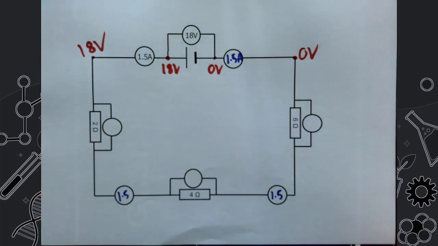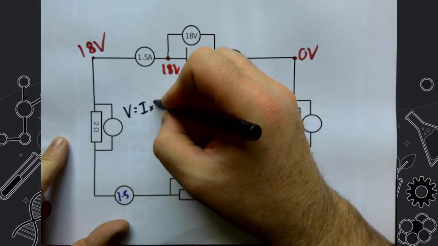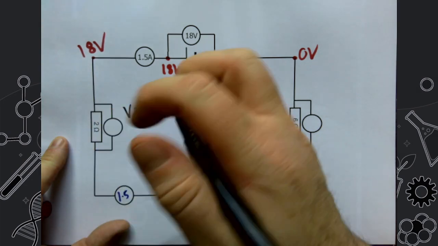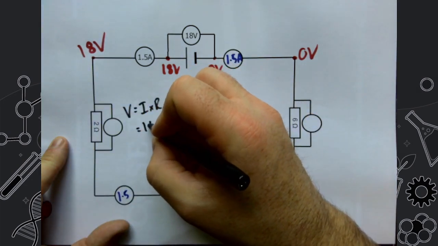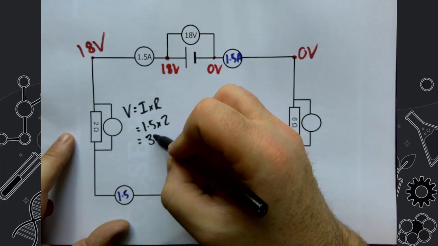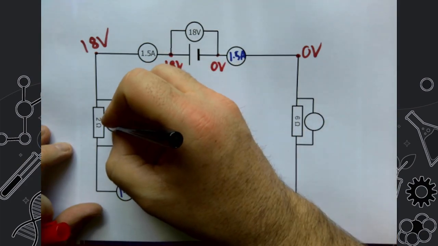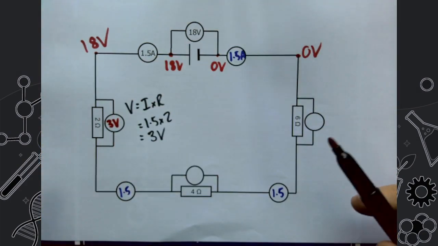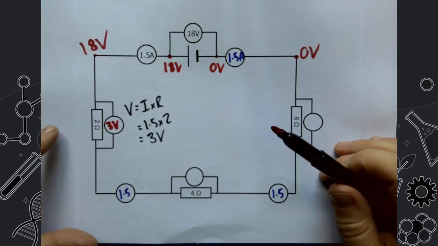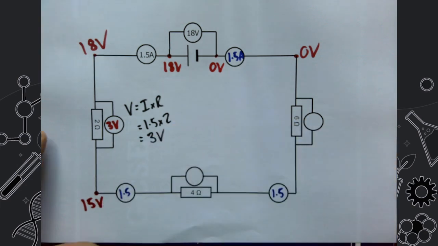Well, we have to go back and use Ohm's law, which is voltage is equal to current times resistance. We're going to apply this to this one component. And so we have 1.5 amps times 2 ohms, and that gives us 3 volts. So the value in here is 3 volts, which means that the lorries lose 3 volts here and end up 18 take away 3, which is 15. So they arrive here with 15 volts.